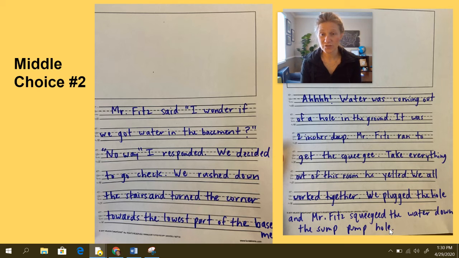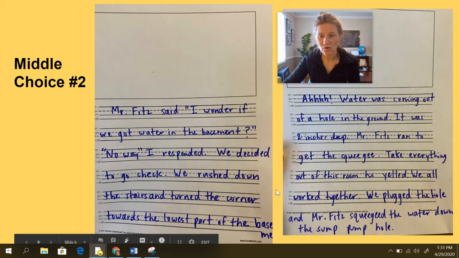So, boys and girls, when you write your middle part today, think about how you can communicate with your reader what happened in your story. Try to make it as interesting as possible. Include dialogue. What did your characters say? Try to create a picture for your reader in their mind. Instead of using regular words like went or said, try to use interesting words like responded or yelled or rushed.